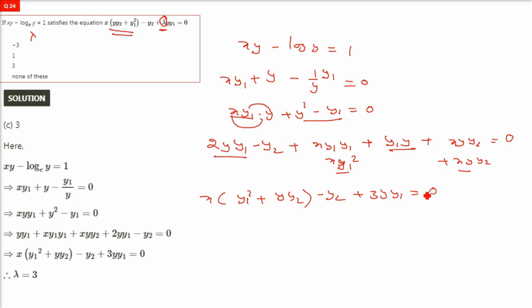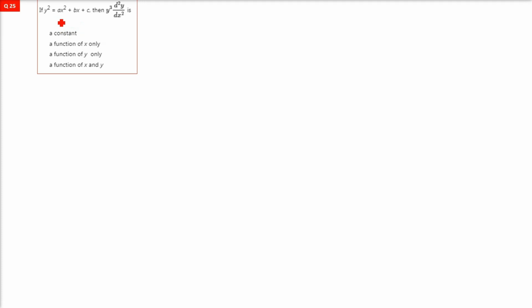Now just equate this with the equation being provided to us. When you equate this, lambda is going to be 3. So what is the value of lambda? It's 3.